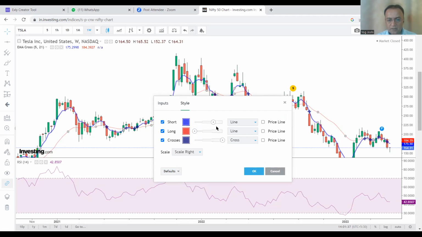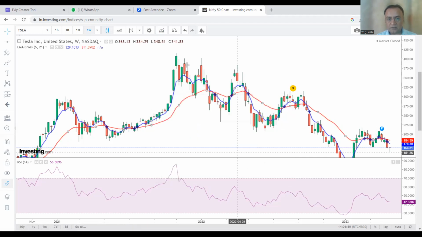Anybody, just let me clarify. Are you able to understand why I replaced 9 with 5 and 26 with 21? What do these 5 and 21 indicate? Just give me yes or no. Okay, no. Okay, fine.